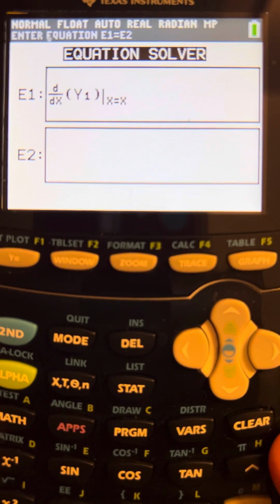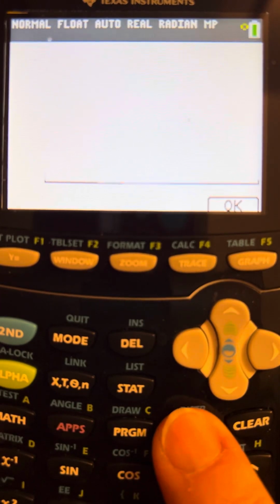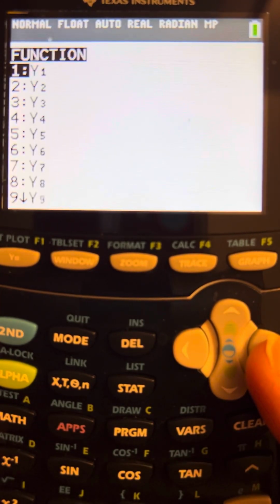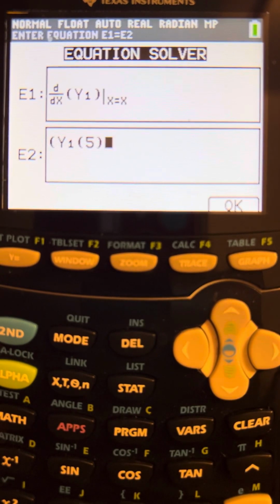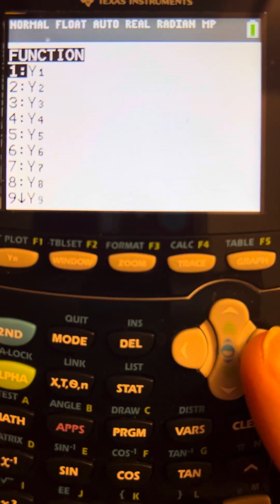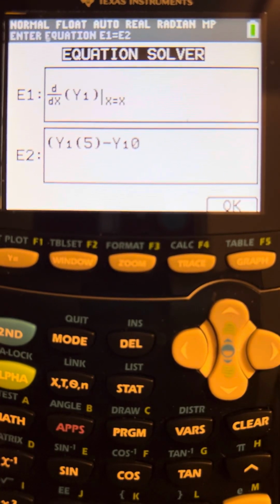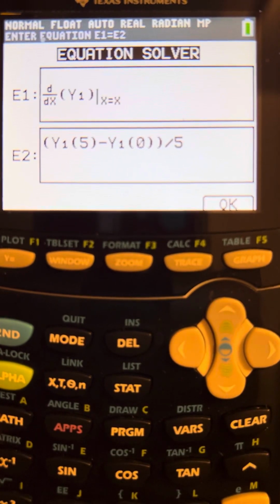In expression 2, if you remember, I want the slope of the secant over the interval 0 to 5. So I'll just make the calculator calculate that: y1 at 5 minus y1 at 0. Oops, forgot the parentheses there. Make sure you use careful parentheses. Divided by 5 minus 0, which is just 5.